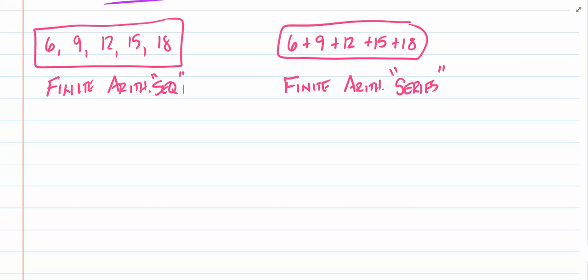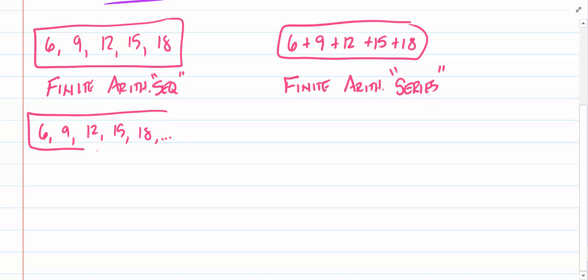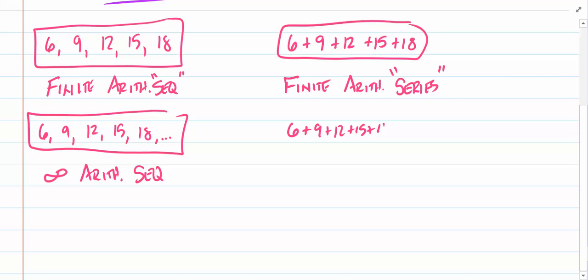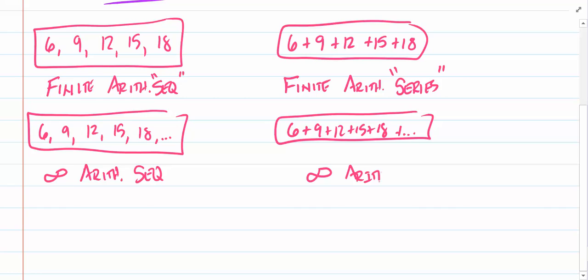Okay, what if I gave you this? If I gave you 6, 9, 12, 15, 18, and then put these 3 dots after it, what would that imply? So this would be an infinite arithmetic sequence, right? And you can guess what this one's going to be. 6 plus 9 plus 12 plus 15 plus 18 plus dot dot dot. That dot dot dot implies that it goes on forever. So that'd be an infinite arithmetic series, right?